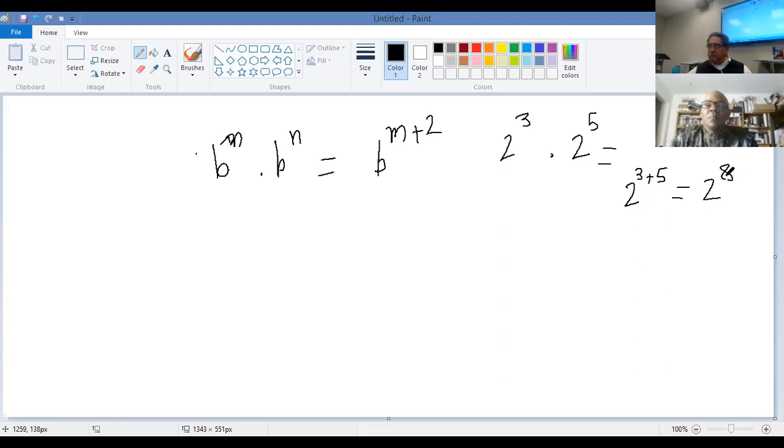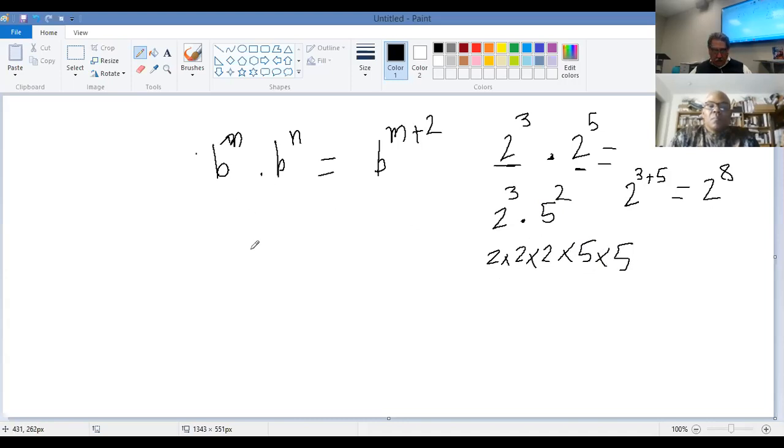And that will apply across the board, provided that we have the b the same, see, 2 and 2, and we have multiplication. Don't forget that. Question, if they're different, how do you do that? No, you can't do that. If I have, for example, 2 to the power of 3 times 5 to the power of 2, I just have to multiply 2 times 2 times 2 times 5 times 5.